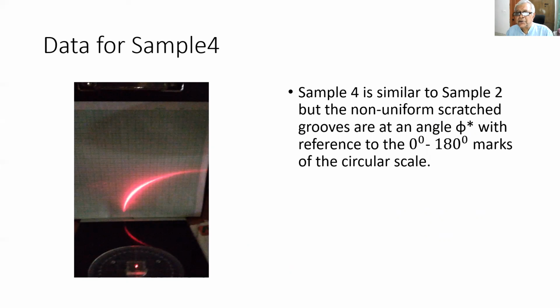Sample 4 is similar to sample 2, but the non-uniform scratch grooves are at an angle phi star with reference to the 0 degrees, 180 degrees mark of a circular scale. This is an actual data. When we are at 0 degrees, you can see it is no longer circular because there is a certain tilt, and therefore the lines are not exactly parallel to the 180 mark.